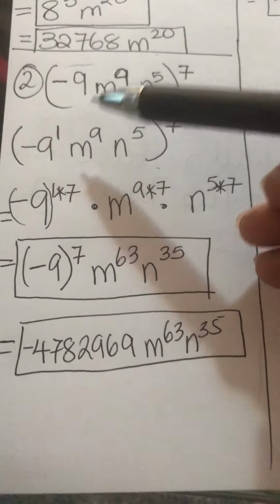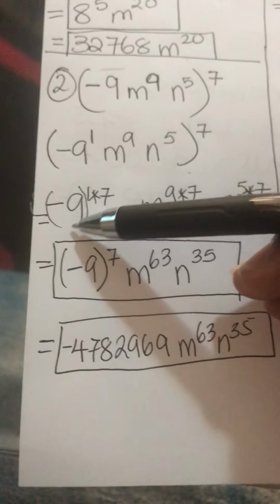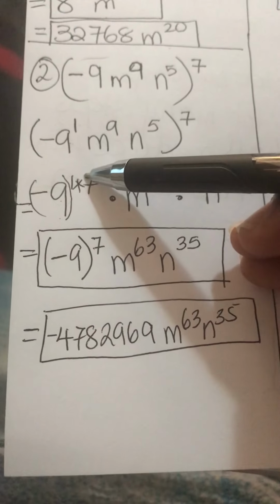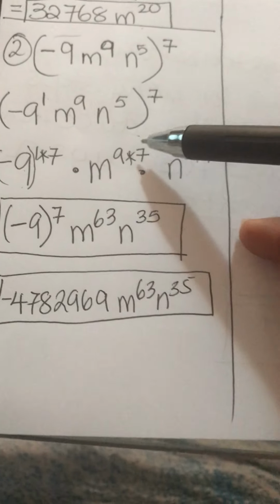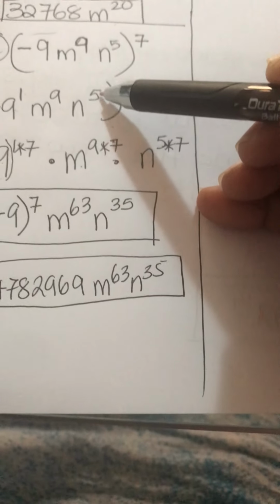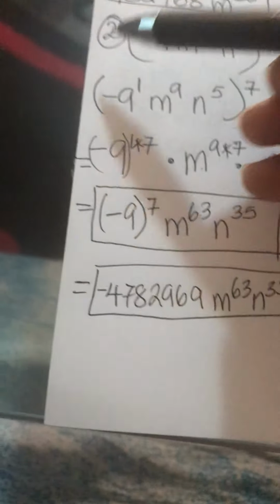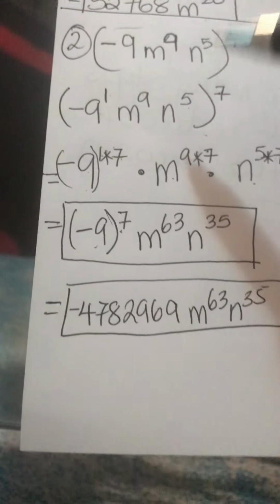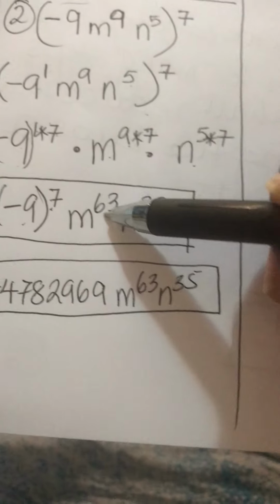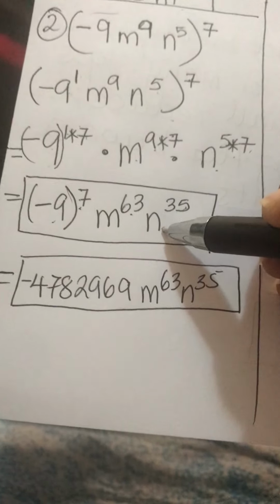My negative 9 is in the bracket, so it will remain in the bracket. But then I will do 1 times 7, and then I will do 9 times 7 for m, and then I will do 5 times 7 for n. Then I will write my base in the bracket, negative 9. 1 times 7 is 7. 9 times 7 is 63 for m. And 5 times 7 is 35 for n.